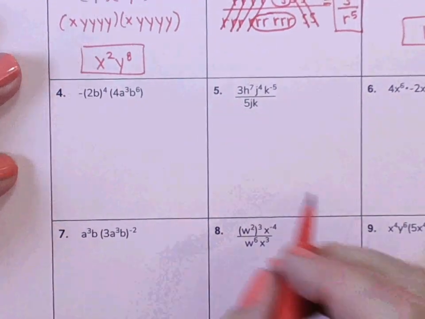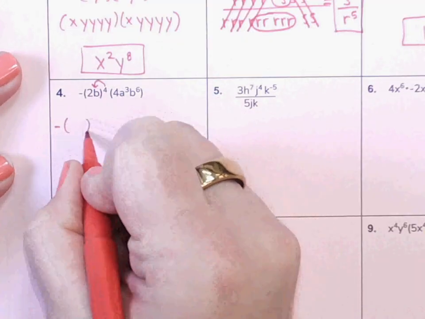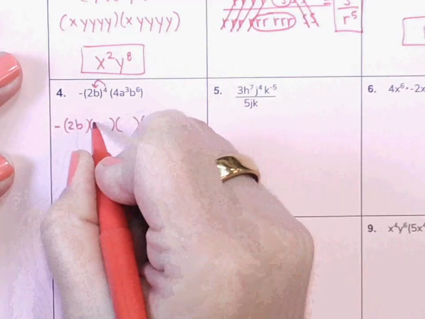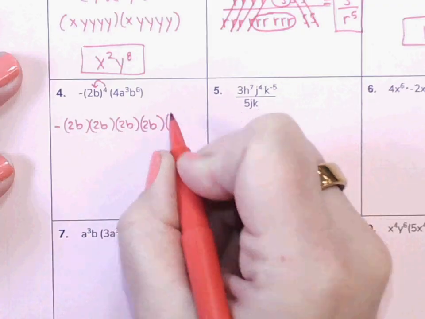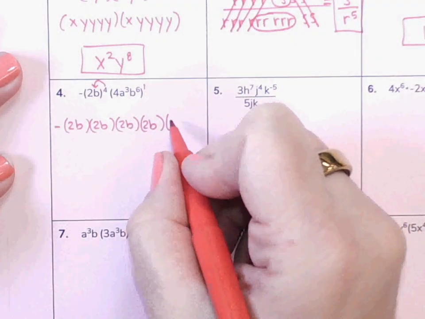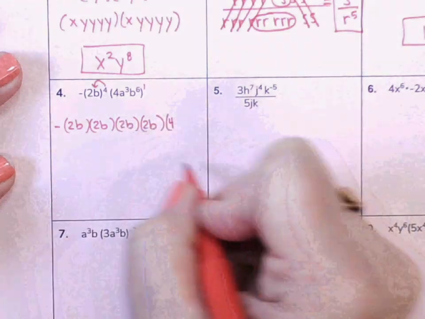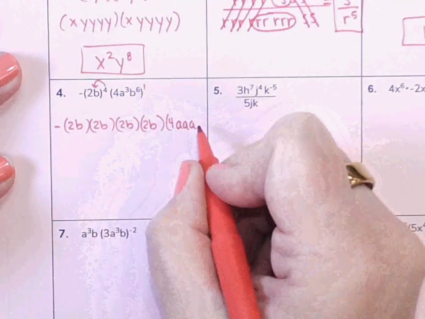Number 4. This 4 is only on the parentheses, not the negative. So 2b, 2b, 2b, 2b. And then this parenthesis is technically to the 1st power, so I just have one of those. I'm going to expand it because I don't want to rewrite all of those 2b's again. So I have 3 a's right there and then 6 b's.